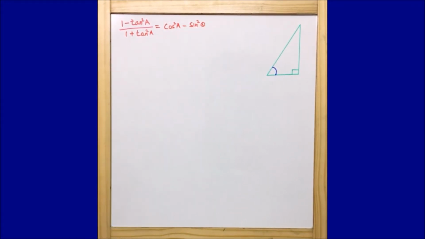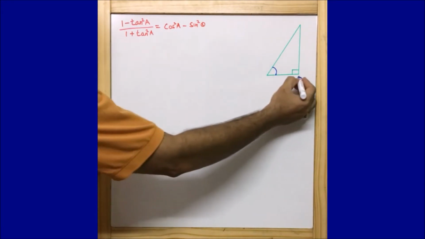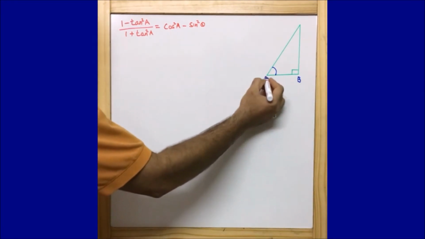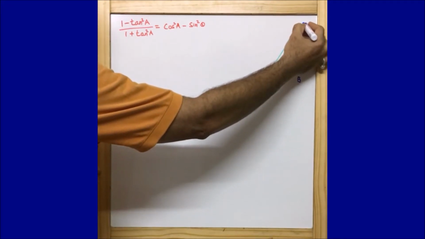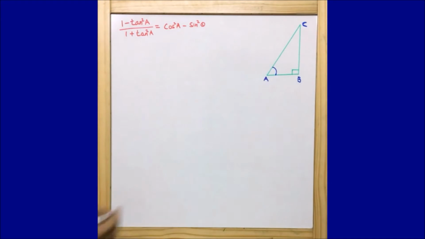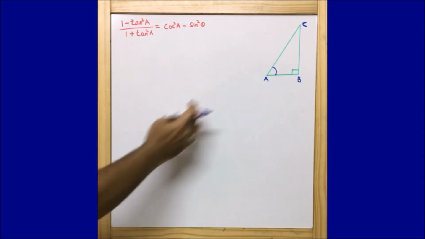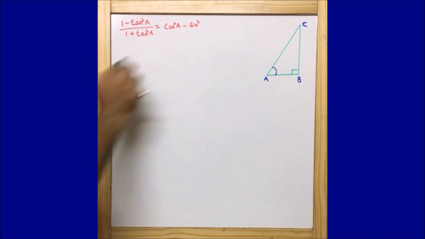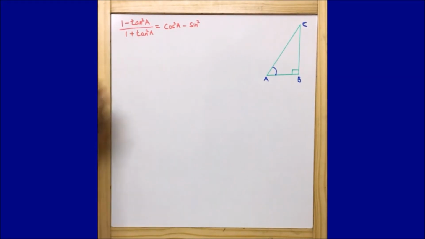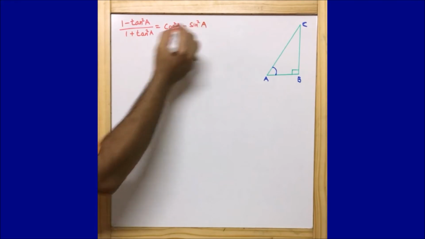So guys, I have drawn a right angle triangle which is right angled at B, and this is angle A and this is angle C. Our main point of focus will be angle A, because as per the question it is tan A or cos A or sin A. So let us move ahead and see what we can do.